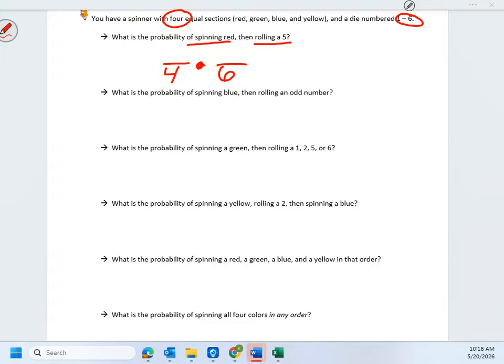Some of these have multiple things we're doing, spinning, rolling, spinning. Okay, think about each event. What is that probability fraction for each event? Multiply it all across, divide it down. Give me a percent. Any questions?